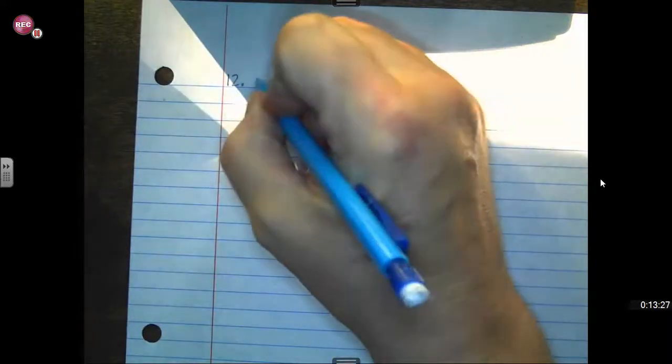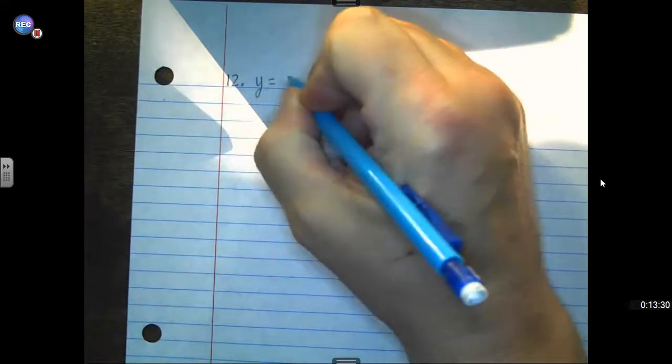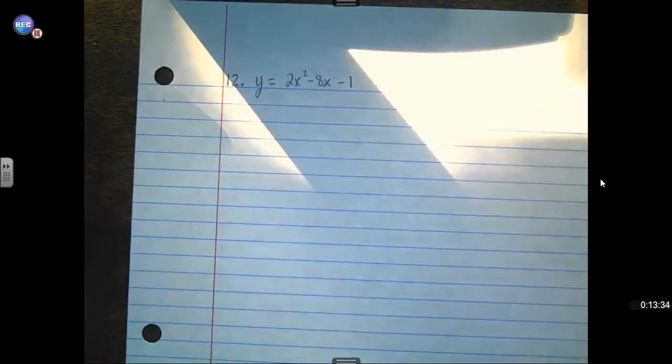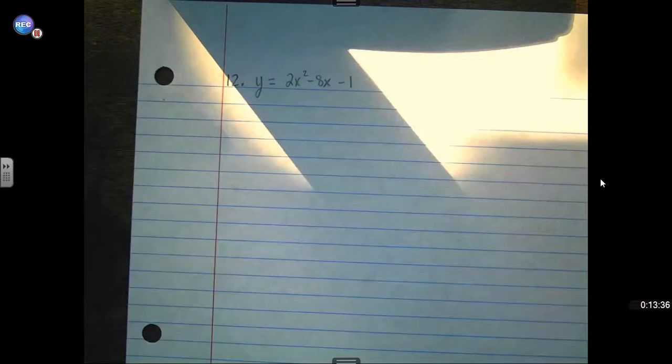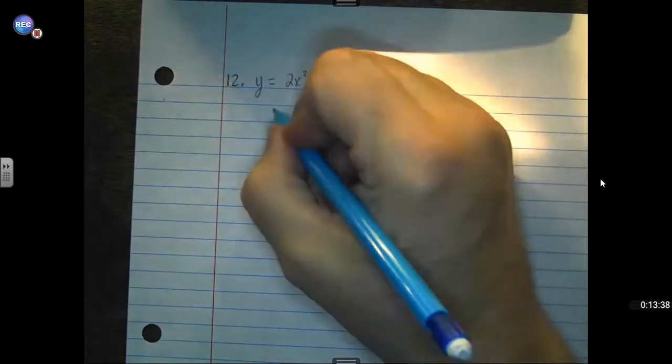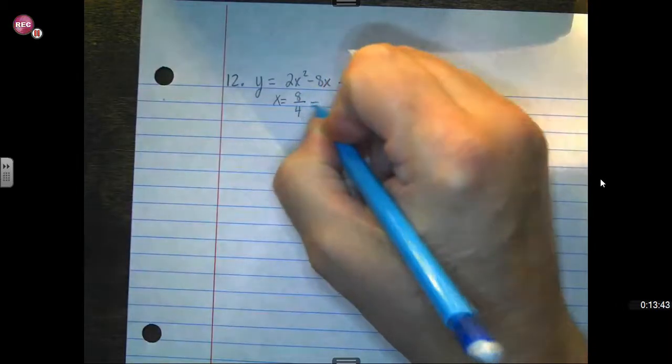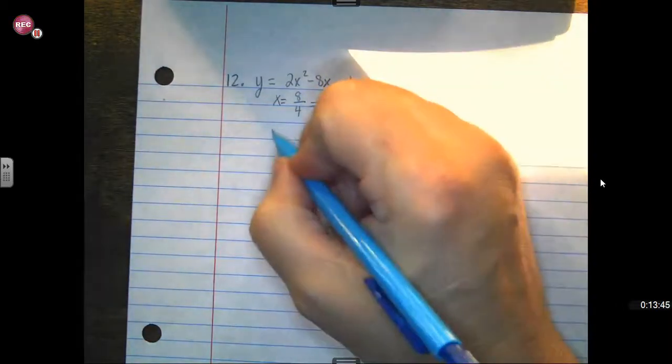Graphing a parabola. We are in standard form: y equals 2x squared minus 8x minus 1. And like I say, I like to find the vertex first. I use the opposite of b over 2a, then I plug that in to find y.